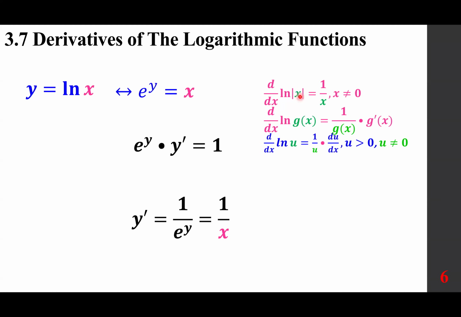By the chain rule, if instead of x we have g of x, the derivative is 1 over g of x times g prime of x. This is by the chain rule. And if we call it u, because remember, u is the same as g of x, d dx of ln u is 1 over u du dx, where u must be positive. Actually, when you write u is positive, it takes care of u can't be 0.